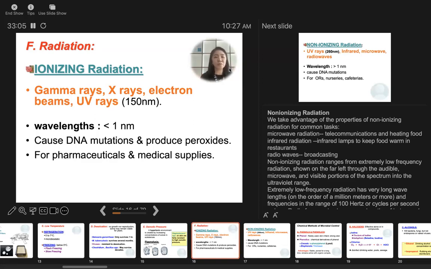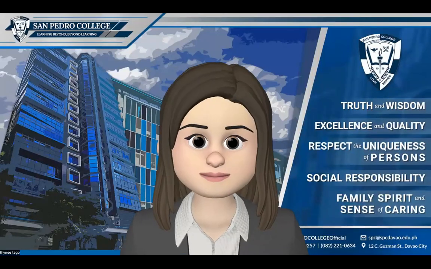Okay? So, ito yung may mga wavelengths na less than 1 nanometer. Okay? So, ibig sabihin nun, ang laser beams mo, less than 1 nanometer lang ang wavelength.